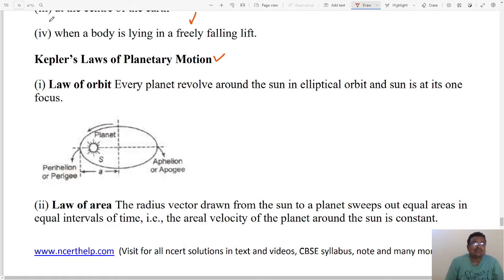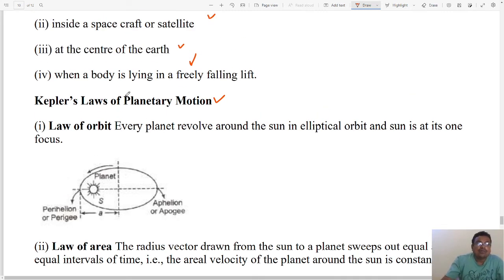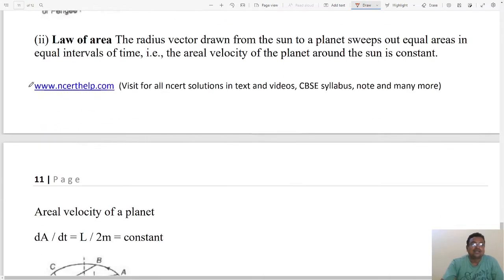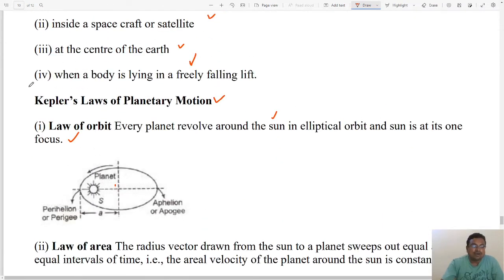The first law tells about the orbit, the path in which the planets are moving. Every planet revolves around the sun in an elliptical orbit, and the sun is at a focus. Orbit means the path surrounding the planet. Every planet revolves around the sun in an elliptical, oval-shaped orbit. All the planets are revolving around the sun. The law of orbit is over.